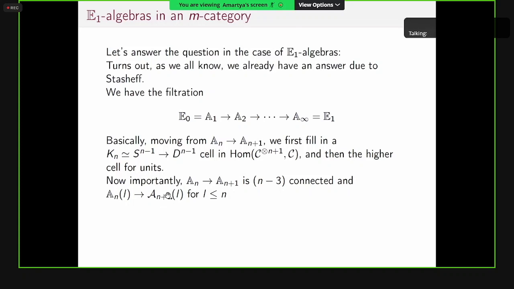Oops, there's a typo. It's supposed to be bold A, not a mathematical A. Right. So this implies.